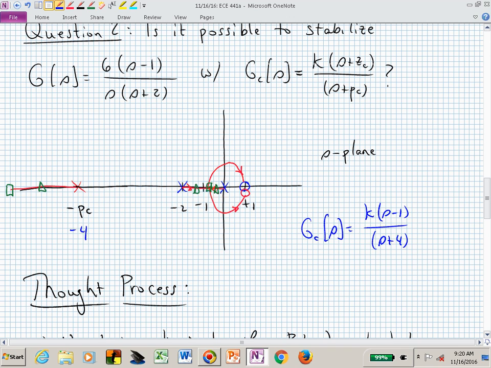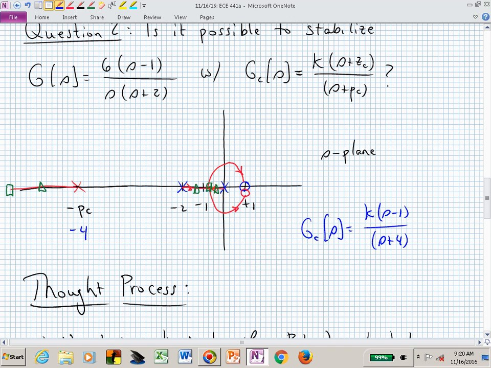My thinking would be, you know what, let me just pick s equal to minus 1/2. I know if I'm on that segment between 0 and minus 2, the other one's going to be somewhere on that segment also, and the third pole will be to the left of minus 4.